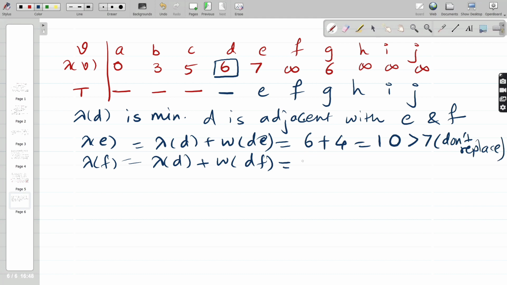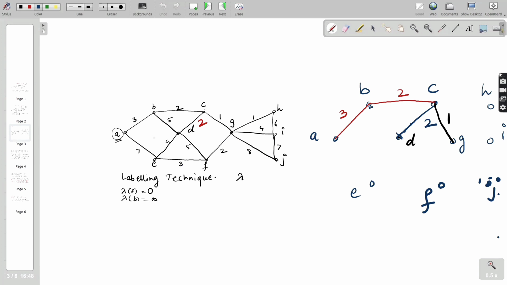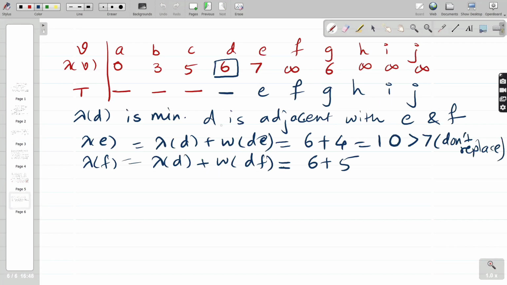So unnecessary, we will not introduce that route in our answer. So lambda F is equal to 6 plus 5, I guess. Yeah, we have to go back to DF. The weight of DF is 5. So it is 11 and lambda F is infinity yet. So 11 is less than infinity naturally. So we will replace it.